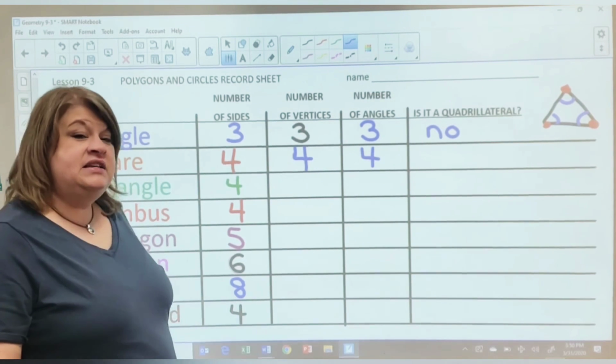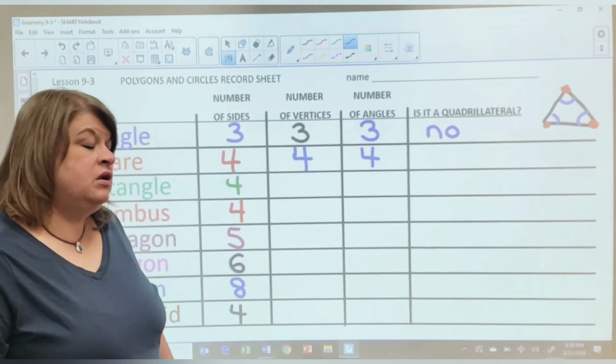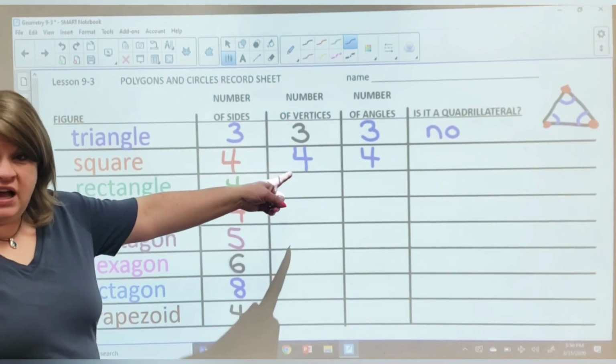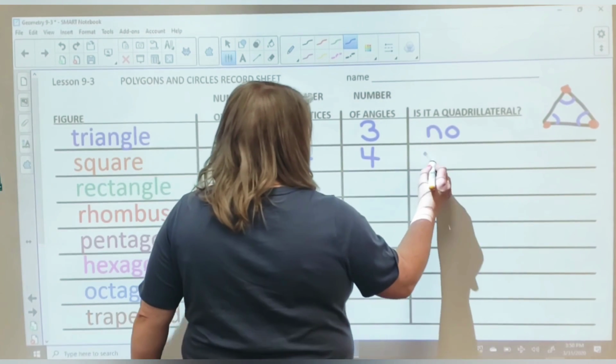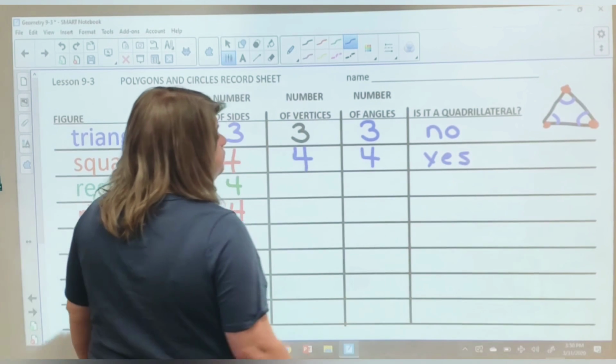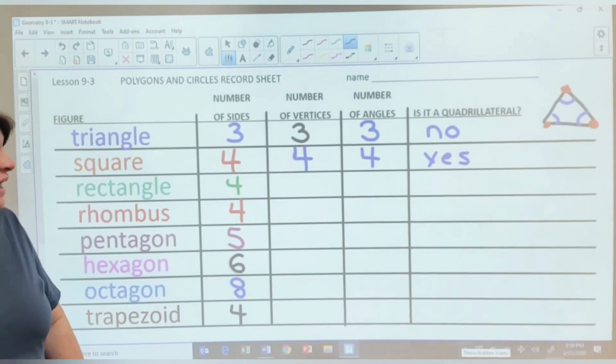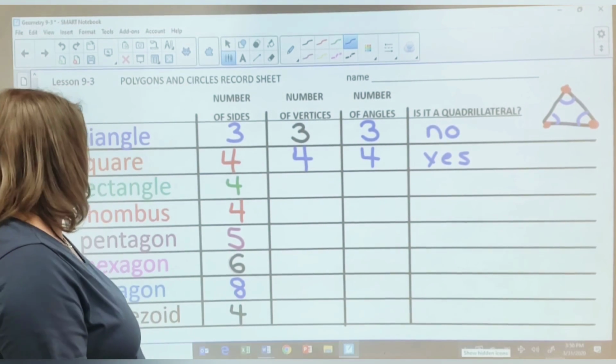Good. Is it a quadrilateral? Well, it has 4 sides. So is it a quadrilateral? Sure is. Write in yes. You're doing great. Keep hanging in. We're almost done with this.